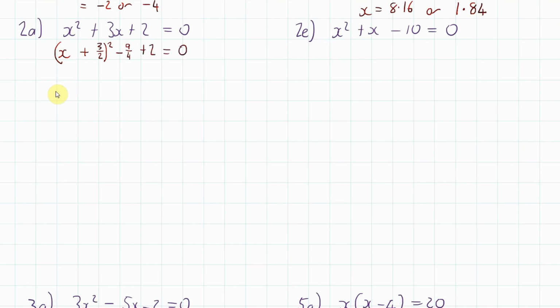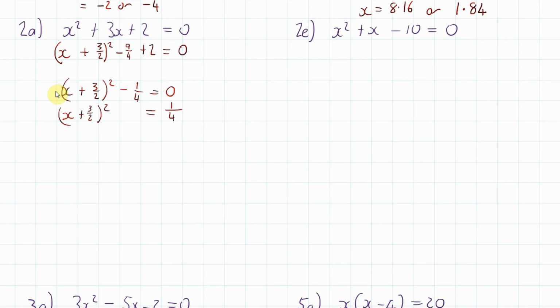is equal to 0. So when we simplify that, that 9 quarters plus 2 is going to be negative 1 quarter. You can check on your calculator, but think about it: negative 8 over 4 is negative 2, and you've got that extra negative 1 over 4. So the next line I'm going to write is x plus 3 over 2 squared, minus 1 quarter equals 0. We bring the 1 quarter across by adding 1 quarter to both sides. So we should come up with that.